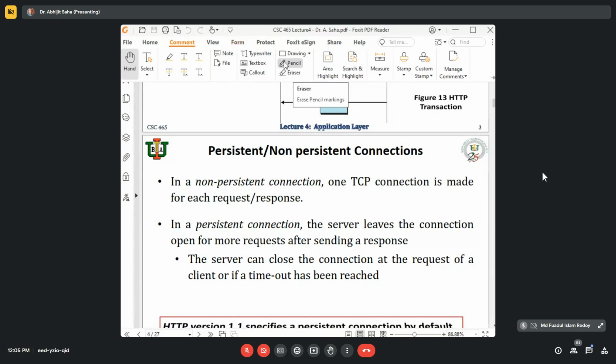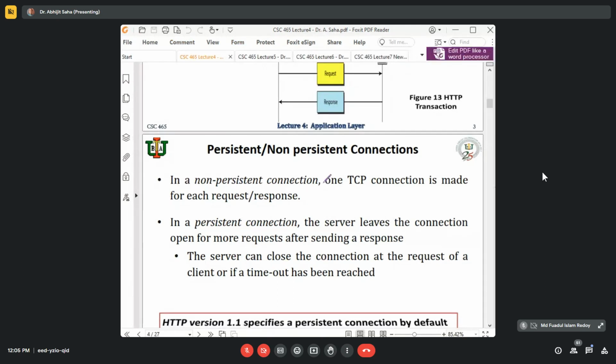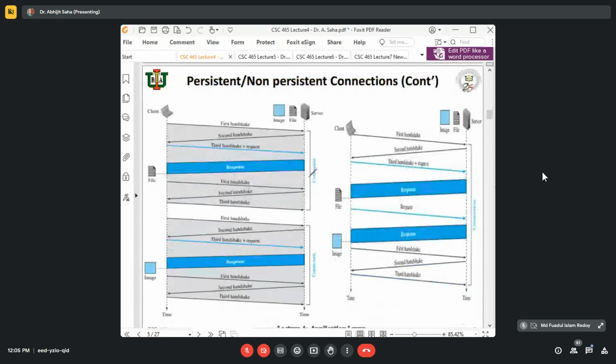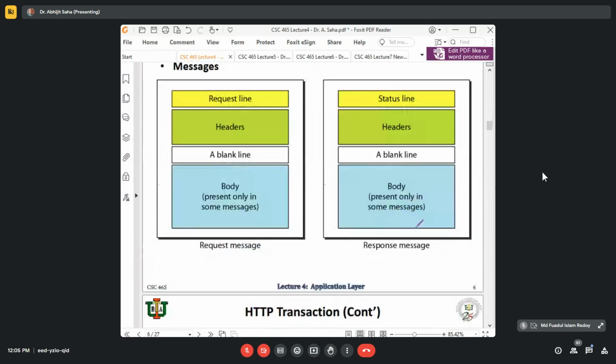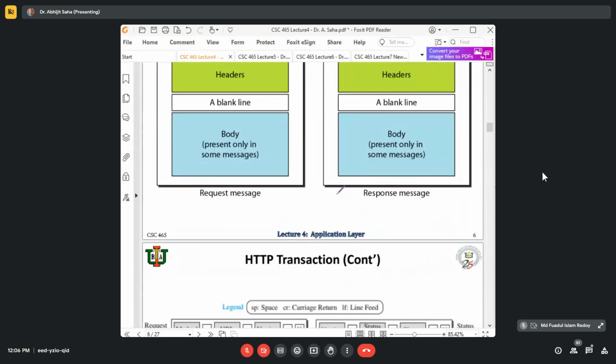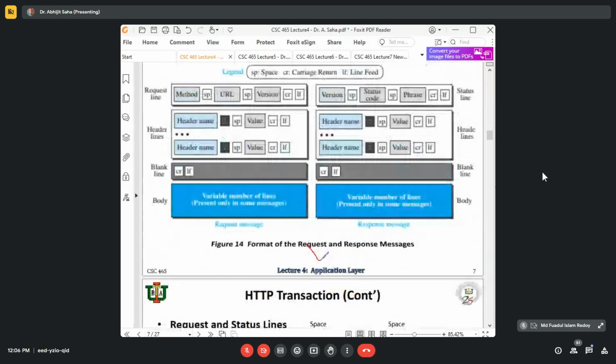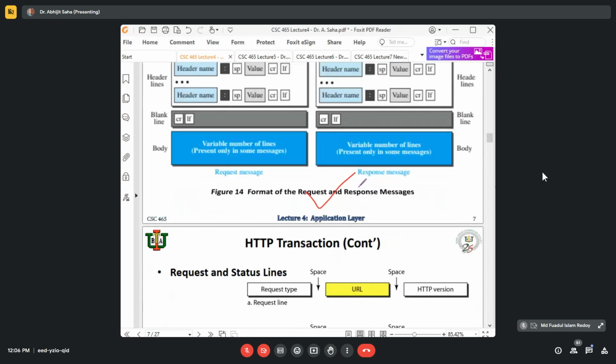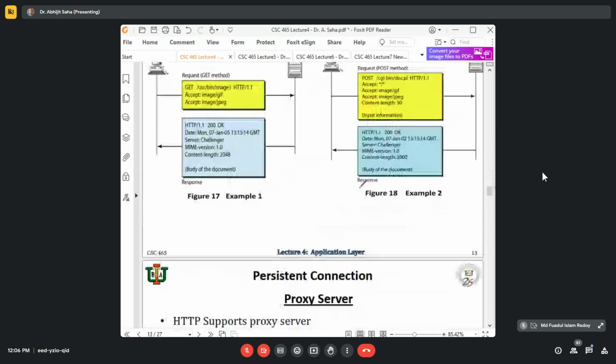So here you need to study the persistent and non-persistent connection with their example figures. You also need to know the differences between persistent connection and non-persistent connection. And this is the part, the HTTP transaction. You should study the whole part very carefully, especially the format of the request and response messages, these figures, as well as the two example figures we have.